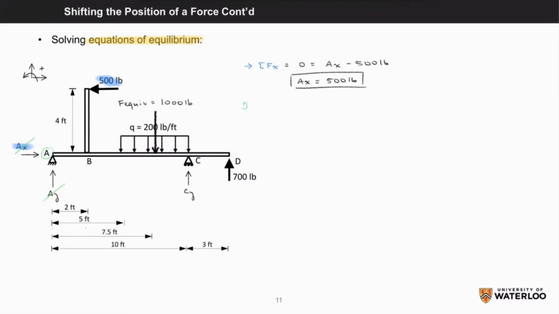Taking the sum of moments about A, we get the sum of M about A equals 0, which is equal to 500 pounds times 4 feet.